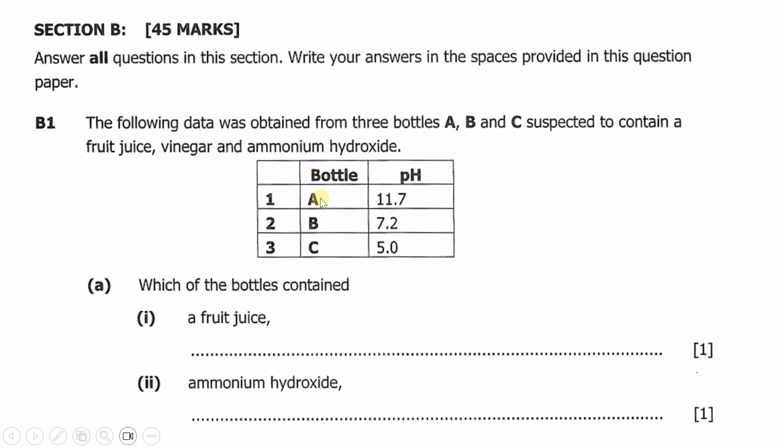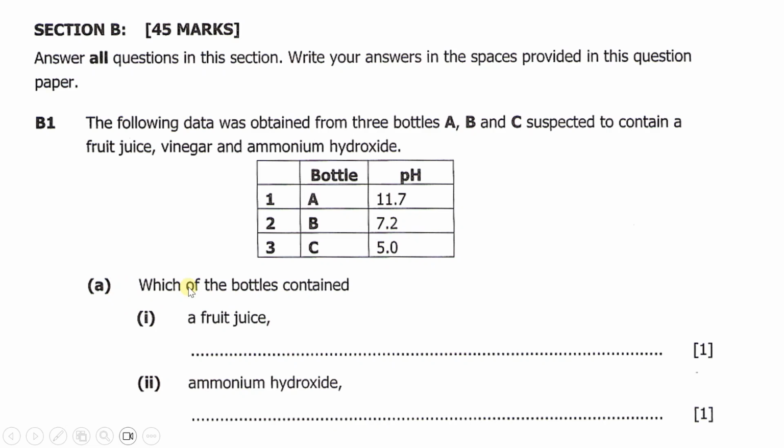So we have bottles A, B, C. The pH for bottle A is 11.7, which is above 7, which means this one is alkaline or basic. Then B is 7.2, which is a little bit above water, so it is neutral. Then C has a pH of 5, less than 7, which is the pH of acids.